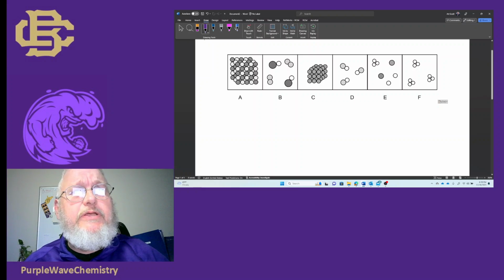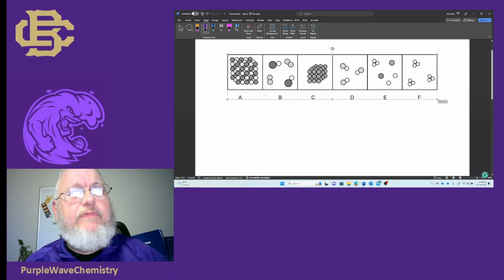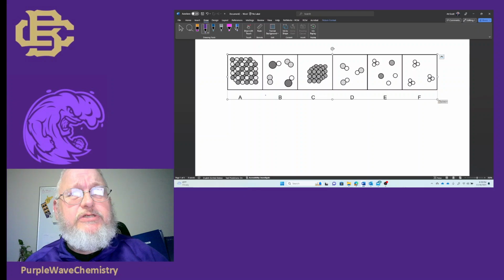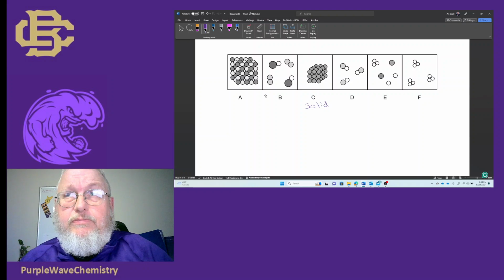Okay, so let's look at C here. I've got the same number of little particles. They're in a nice structure, just like so, and they're not far apart. They're not rolling around each other or anything. So this tells me that this is a solid. That's the first thing I can say about this. And I can say it's homogeneous because it's the same throughout. It's all got the same little particles there.